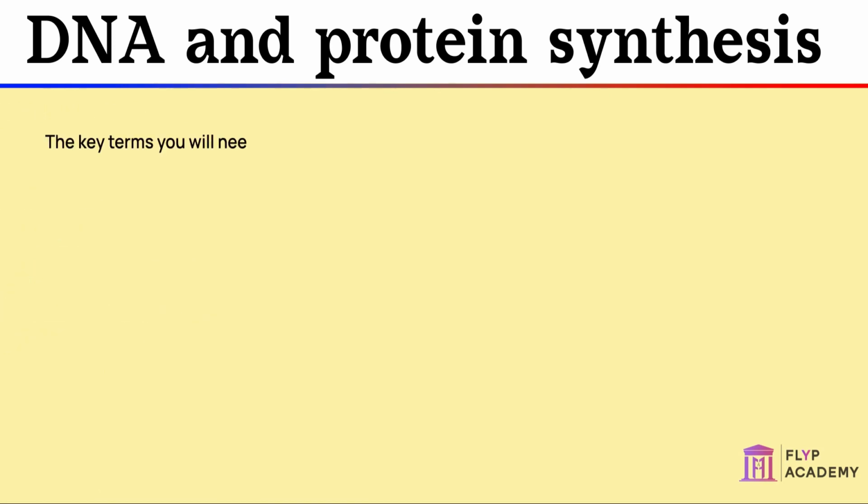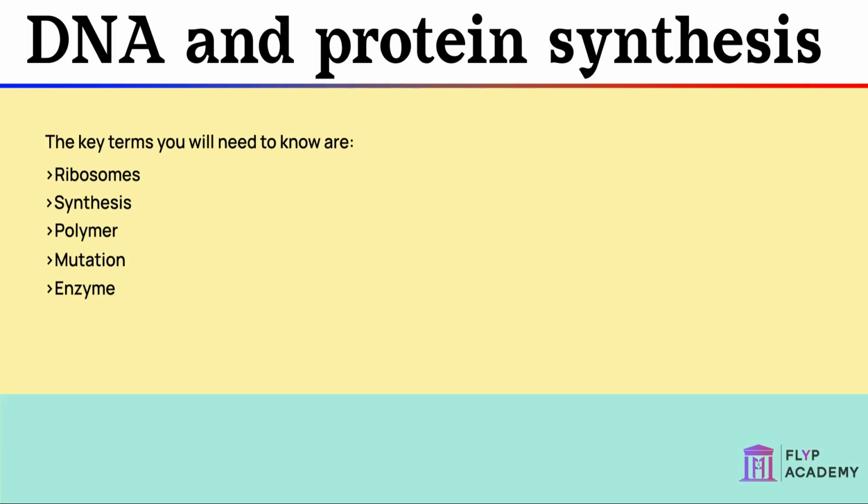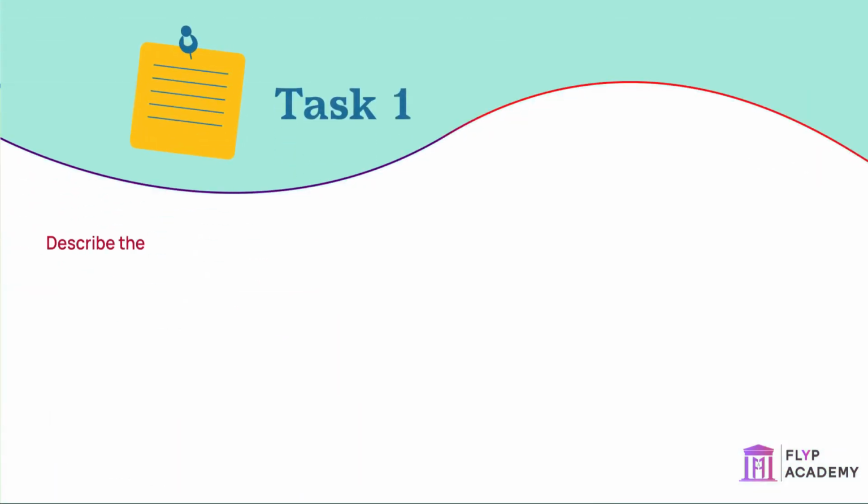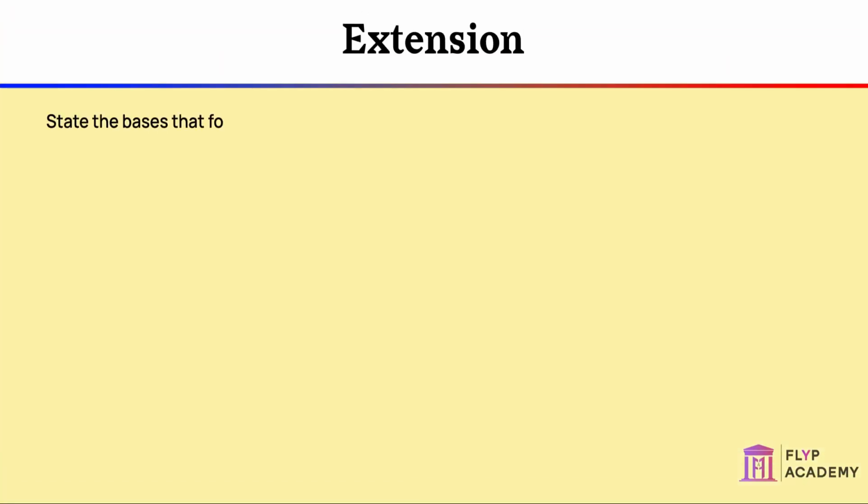The key words you will need to know are ribosomes, synthesis, polymer, mutation, enzyme. We have already learnt about the structure of DNA and the base pairings that occur. Task: describe the structure of DNA and state the names of the 4 bases. Extension: state the bases that form the complementary base pairs.